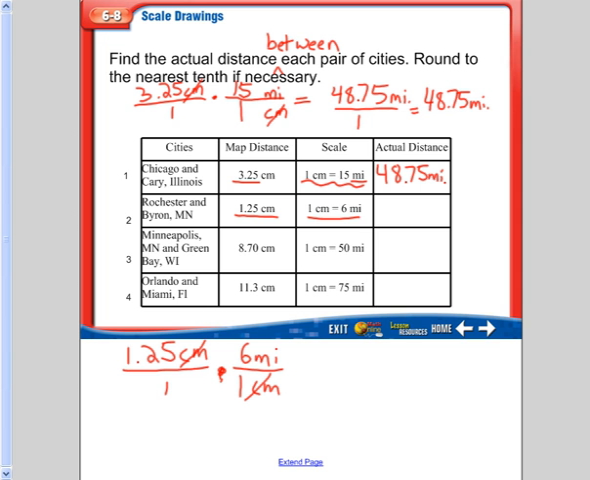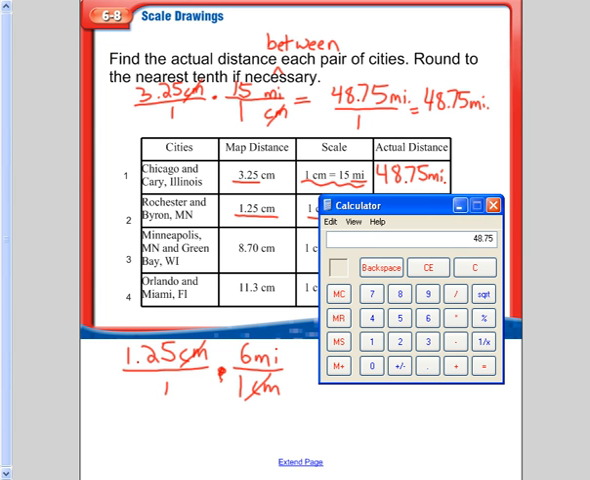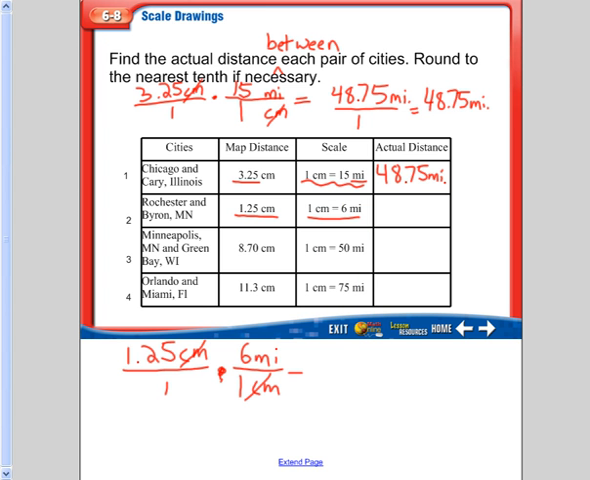And now we have 6 times 1.25. Again, using our calculator, we have 6 times 1.25 to get us 7.5. So 7.5 miles over 1 equals 7.5 miles.